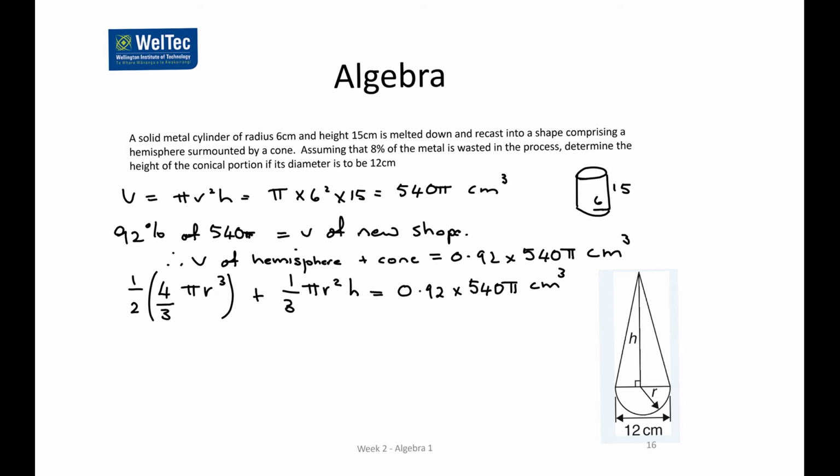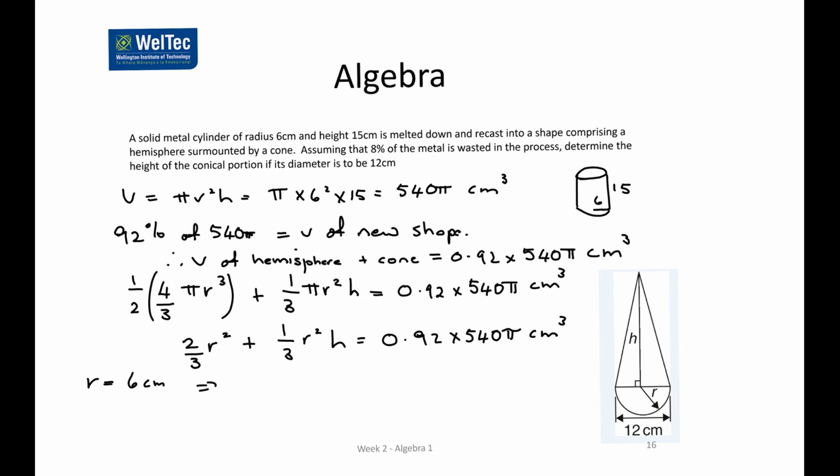Let's make it easy on ourselves and divide right through by pi and tidy it up from the first term. Then we're going to get 2 over 3 r cubed plus 1 over 3 r squared h is equal to, still, we haven't worked it out, 0.92 times 540. We're told that the diameter of the new shape has to be 12, so we know that r must be 6. So we can put all that in.